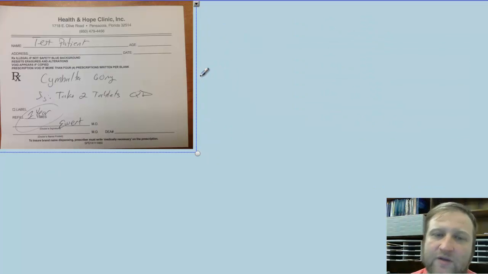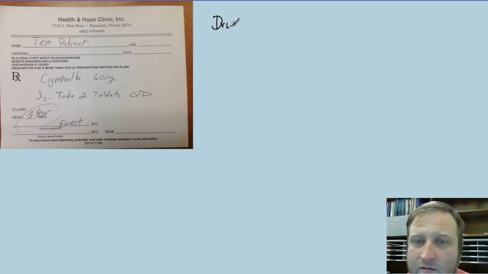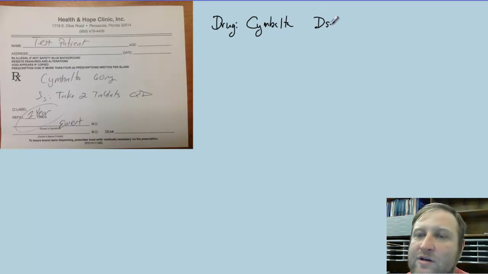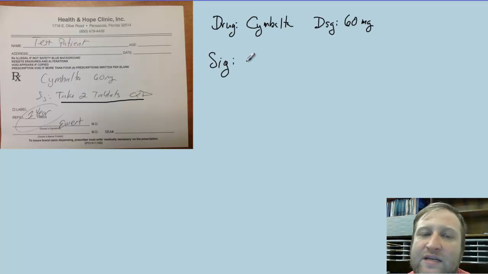Let us look at this one. Okay, so hopefully this has a flag that comes up in your head. First of all, when we look at the drug, it is Cymbalta, and the dosage is 60 milligrams. So notice this sig looks like the one before, however, it is drastically different. Notice the sig that Dr. Ewart wrote was 2 tablets QD.